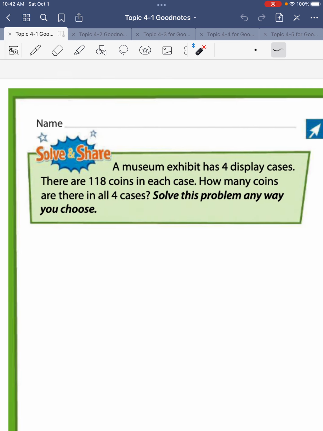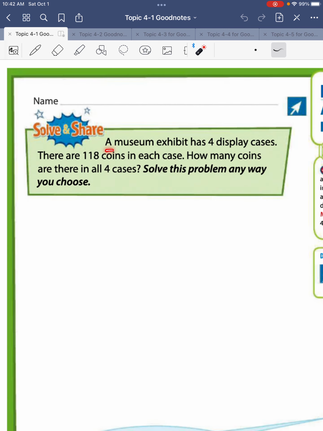So if I read the problem, it says, a museum exhibit has 4 display cases. There are 118 coins in each case. How many coins are there in all 4 cases?